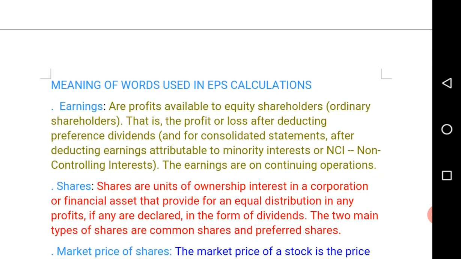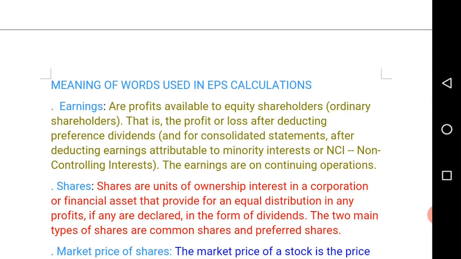That is the profit or loss after deducting preference dividend. The profit or loss referred to here is the profit after tax in your income statement, after deducting preference dividend.